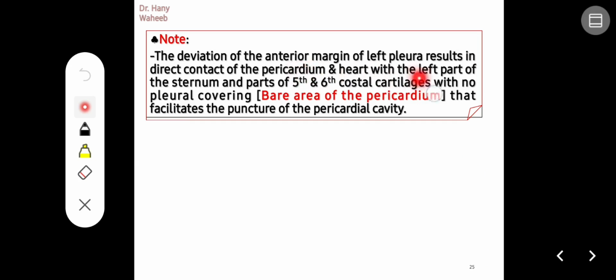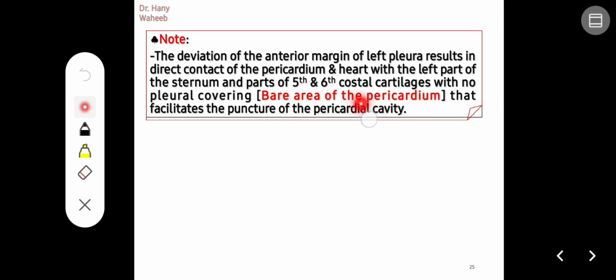Note the deviation of the anterior margin of the left pleura results in direct contact of the pericardium and the heart with the left part of the sternum and the parts of the left 5th and 6th costal cartilages, with no pleural cavity in between. So these parts are called the bare area of the pericardium, the part of the pericardium in direct contact with the thoracic wall without pleura in between.